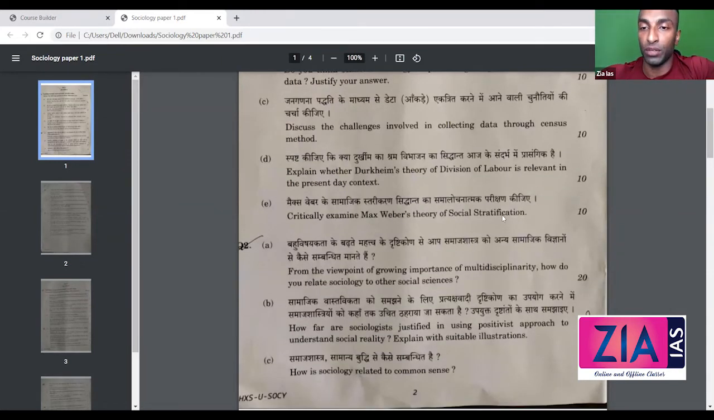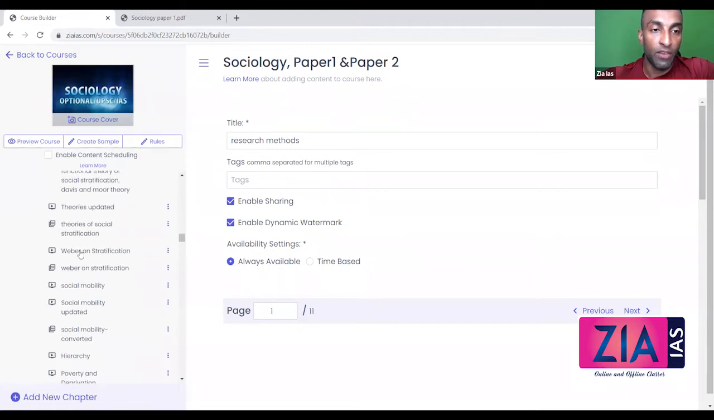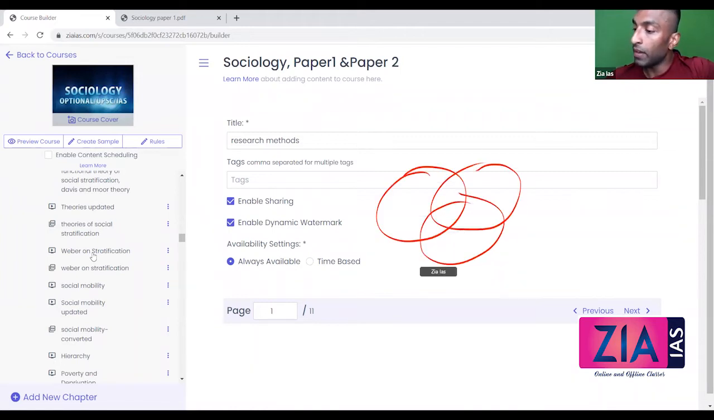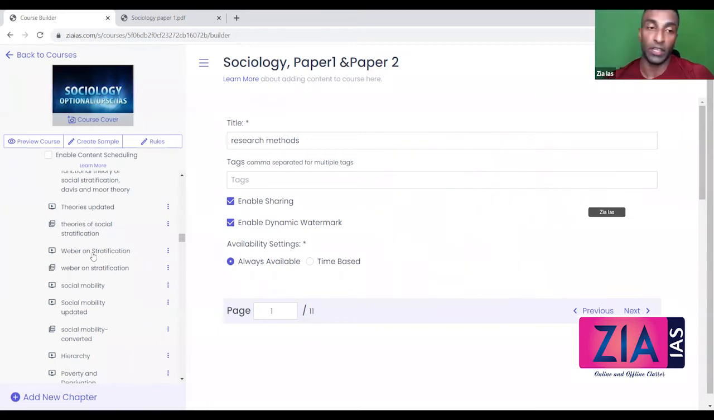Critically examine Max Weber's theory of social stratification, right? This is where we have discussed Weber on stratification. In fact, Weber discusses that there will be class, status, and power. Marx is only talking about class, so that is one dimension of stratification. There may be other dimensions of stratification, so there exists a multi-dimensional pattern of stratification. You have to look upon the multi-dimensional pattern of stratification, and Weber gave this multi-dimensional concept of stratification.